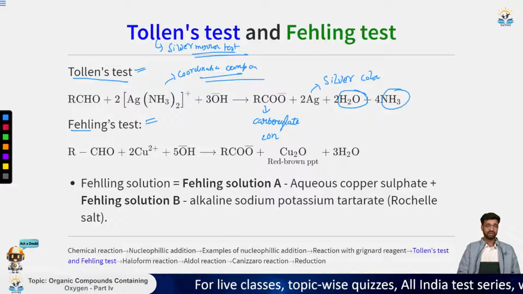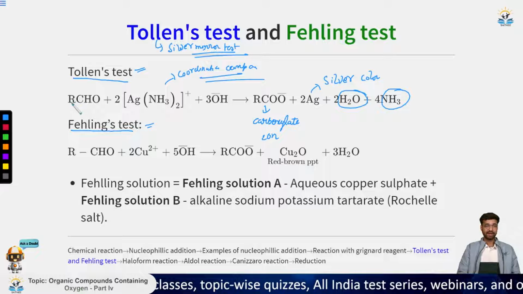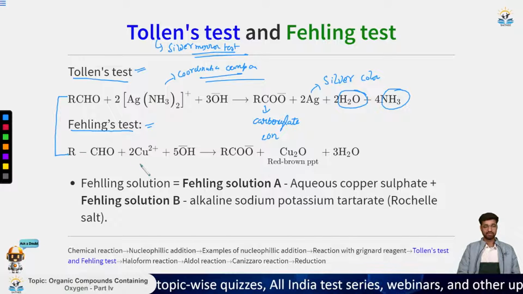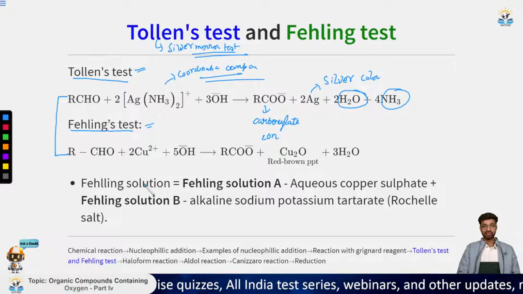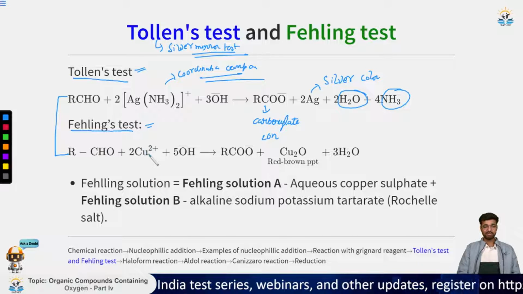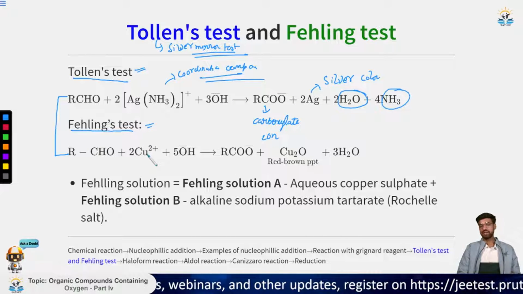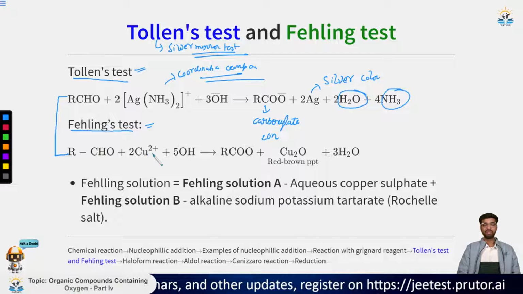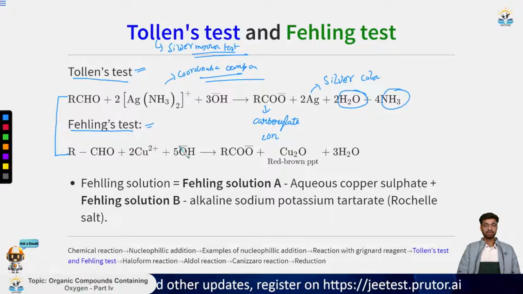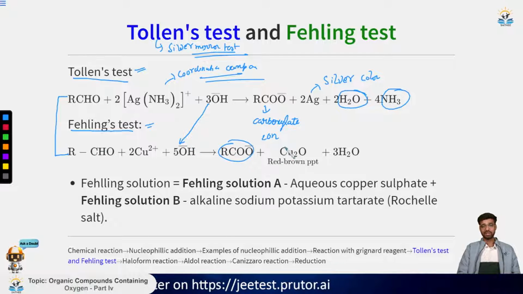Second, we have Fehling's test. This is also for the detection of aldehyde only. So both are for the detection of aldehyde. In this case, we take Fehling's solution. I will tell you later what Fehling's solution is. This Fehling's solution mainly contains copper ions and a complex which facilitate the reaction. We will not get into the mechanism very much. It also happens in alkaline medium. Only the moles change from 3 to 5. Again we get a carboxylate ion and it is detected by a red brown precipitate.